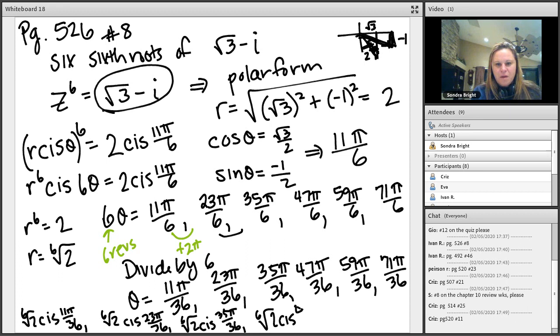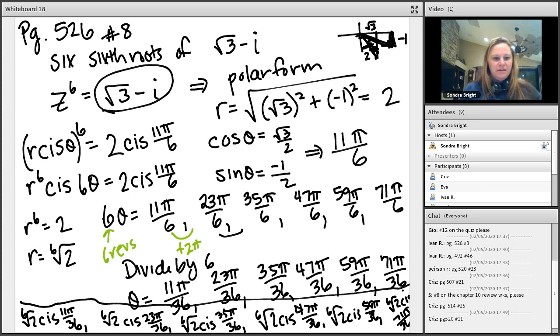Yep. 47 pi over 36, 6th root of 2 cis 59 pi over 36, and the 6th root of 2 cis 71 pi over 36. There you go. You have 6 roots, right? Those are your answers. Sorry, it's so smushy. I should have just gone to another slide. But there you go. That was 526, number 8. Hopefully we don't ask you for 6 roots. Holy crap, that's a lot.